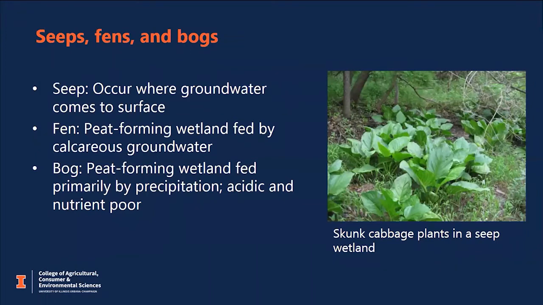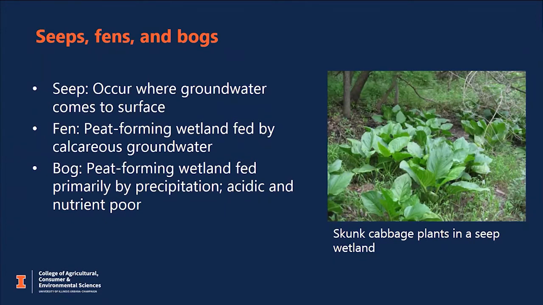A few more unique wetland types that we have in Illinois: seeps, fens, and bogs. Seeps occur where there's groundwater output to the soil surface. This often occurs at the toe of a slope, or maybe on a slope where there may be a steep break in the slope where groundwater then exits to the surface. And that groundwater can keep those soils saturated, sometimes continuously throughout the entire year. So continuously wet soil conditions really change the plant community that can occur in those areas.